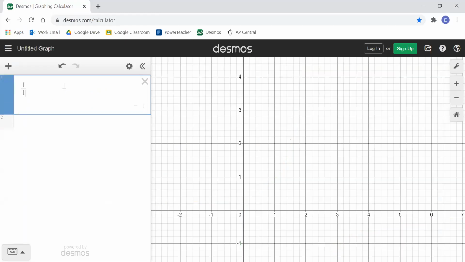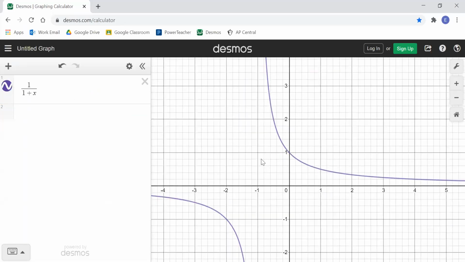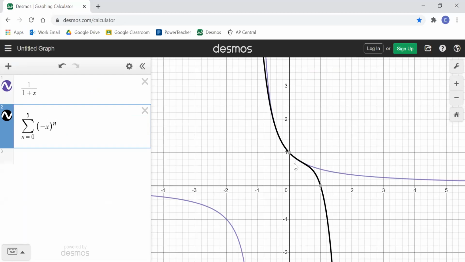So 1/1 plus x, right, looks like this. And if we want to put in our summation, if I just type sum, it'll do it. So we're going to go from n equals 0, and let's just start at like 5 so that Desmos doesn't struggle. -x to the n. And it sure looks like even at 5 terms here, or 0 to 5, so 6 terms, we're doing a pretty good job of modeling that function.